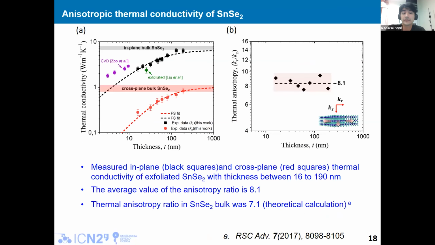Yeah, up here, the thickness is above 10 nanometers. Then if there is any modification of the phonon dispersion relation, it should not be significant. I mean, quickly you achieve the bulk dispersion relation. And at the end, we are thinking that the diffusion model still holds. I mean, the Fuchs-Sondheimer model still holds. And at the end, it can be treated as a thin film.